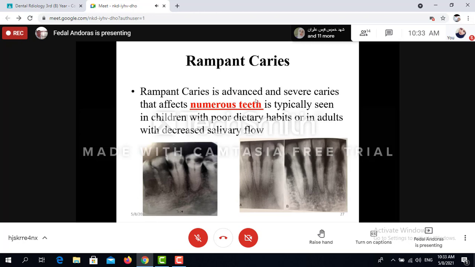So for you, radiographically, if you see numerous teeth with caries, this is just clinically called rampant caries, but you have to deal with every tooth separately. But most important is giving information and patient motivation.